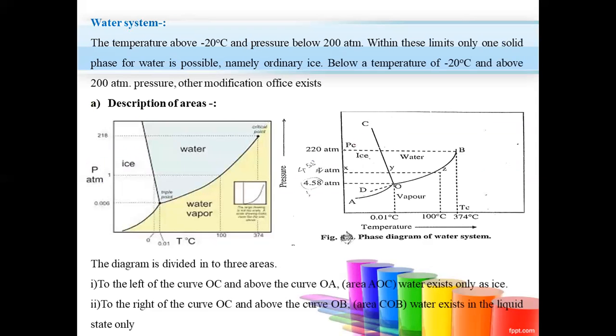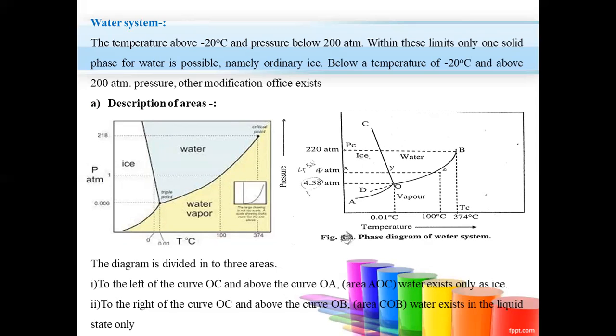This is called a phase diagram. So, in the water system, at temperatures above minus 20 degrees Celsius and pressure below 200 atmospheres, within these limits only one solid phase of water is possible, namely ordinary ice. Below the temperature of minus 20 degrees Celsius and above 200 atmospheres pressure, other modifications exist.